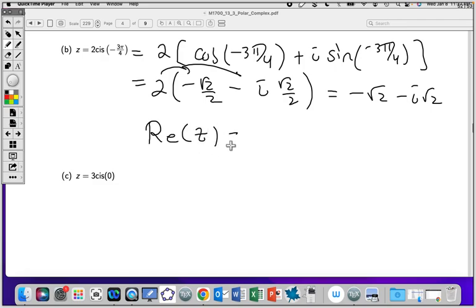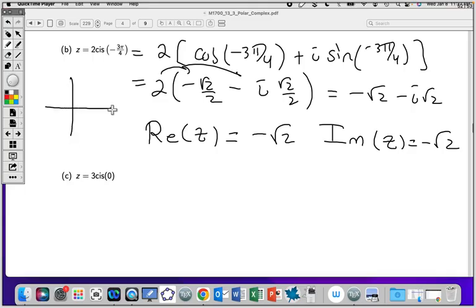So this gives the real part of z is minus square root 2, which is also the imaginary part of z. Once again, let's see if this tracks. If I look at polar form, r would be 2. I'm going out 2 units, and I'm rotating now clockwise 3 pi over 4. That's going to land me right here in quadrant 3, where sure enough, the real and imaginary parts, both x and y, are negative.